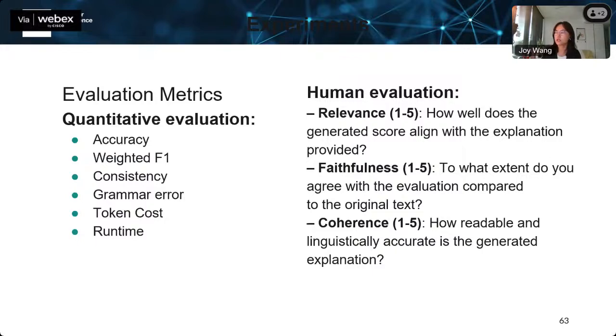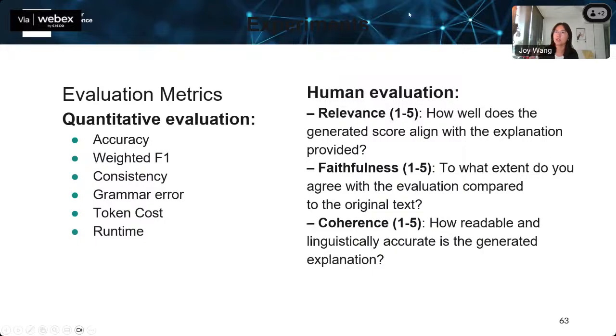The first one is relevance. We ask the human evaluator to give a 1 to 5 score for how well the generated score aligns with the explanation. Another metric is faithfulness, which is also a 1 to 5 rating scale. We ask them to rate to what extent they agree with the evaluation compared to the original text. And another score is coherence. This measures how readable and linguistically accurate the generated explanation is.